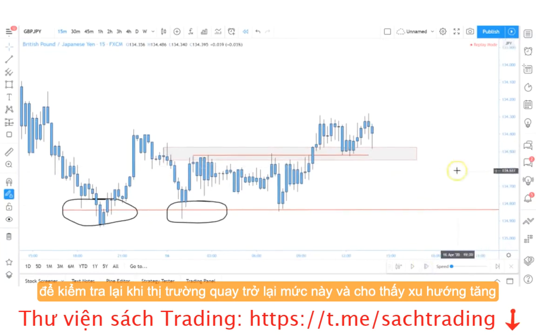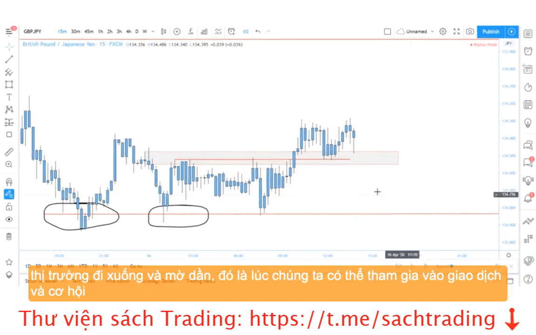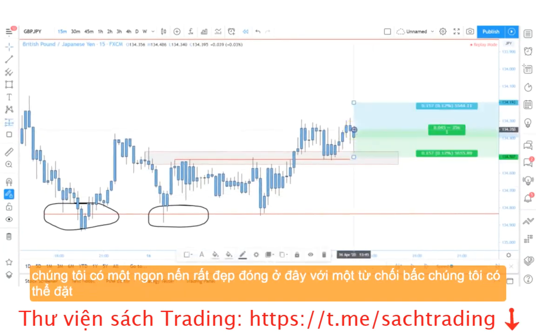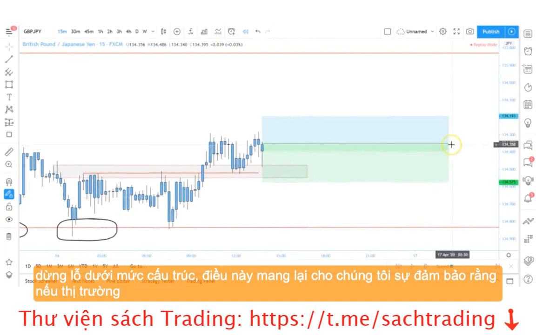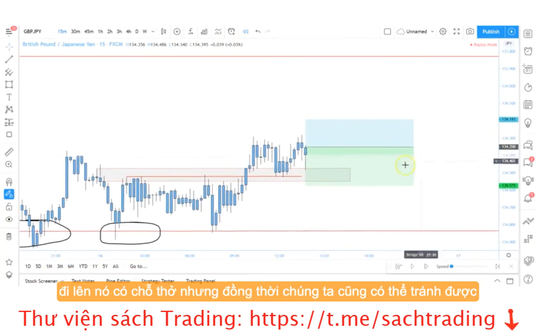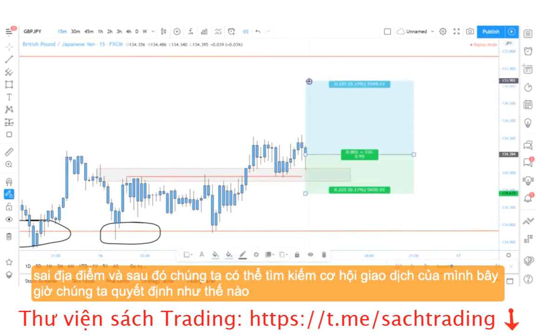Once the market comes back to this level and indicates bearish pressure, and we can see that the bears are trying to push this market down and fading, that's when we can go in for the trading opportunity. We have a very nice candle close here with a wick projection. We can place our stop loss below the structure level. This gives us assurance that if the market's going up, it has breathing room, but at the same time we can also avoid being stopped out prematurely by having the stop loss placed in the wrong place, and then we can go for our trading opportunity.